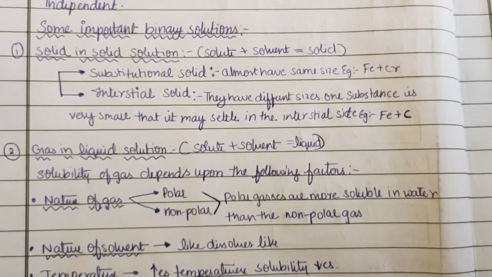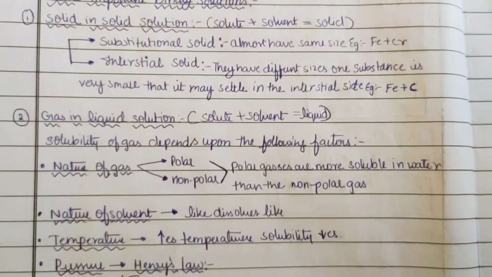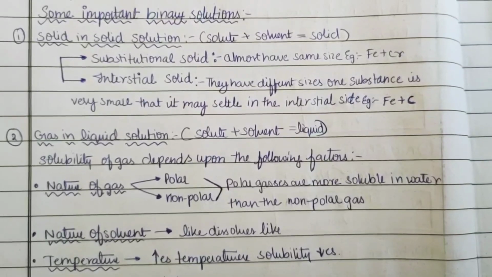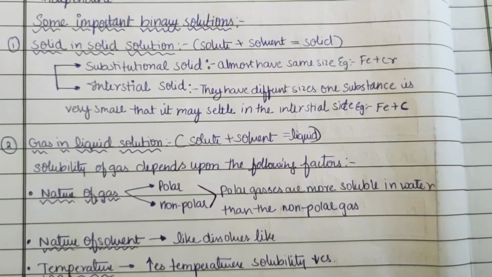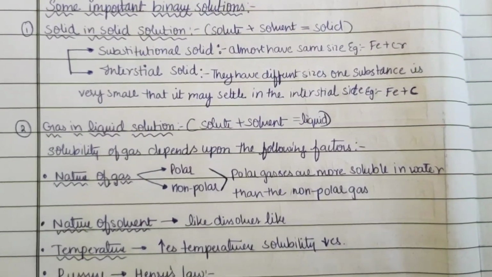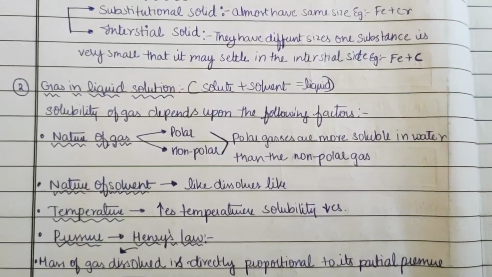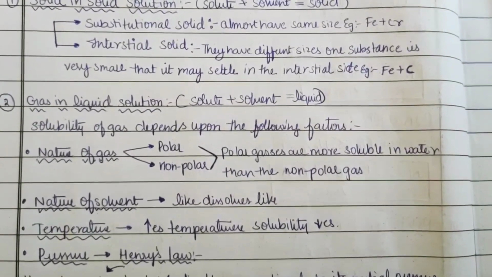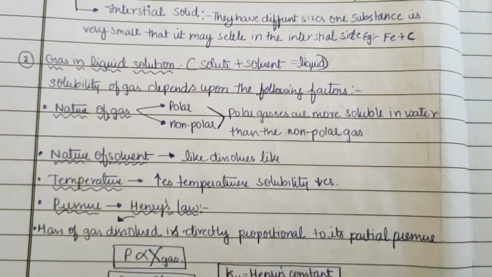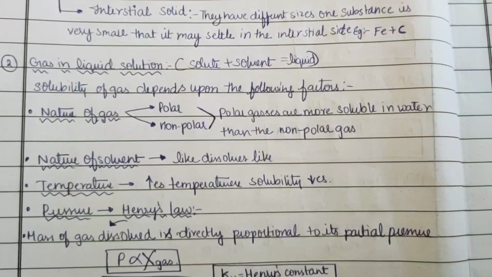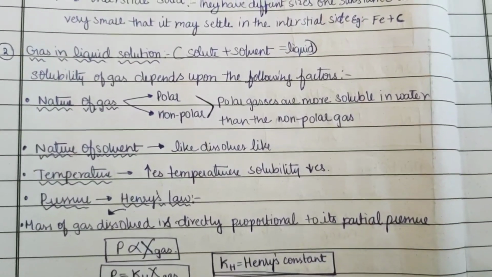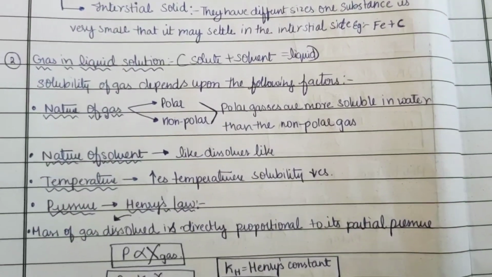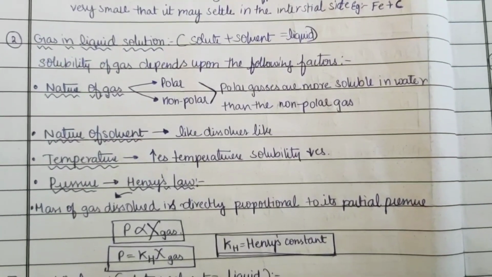Then solubility of gas depends upon the following factors. First is nature of gas, and the nature of gas may be polar or non-polar. Polar gases are more soluble in water than non-polar gases. Nature of solvent: similar characters dissolve in similar characters, like dissolves like. Then temperature: when temperature increases, the solubility decreases. Then pressure: according to Henry's law, we can see how pressure affects it.